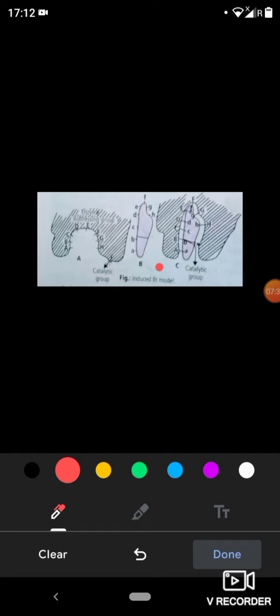Here you can see this is the buttressing group and this one is the catalytic group. The buttressing group is meant for supporting the substrate. The catalytic group is able to weaken the bonds of the reactants by electrophilic and nucleophilic forces, and the two groups are normally at a distance. You can see this is the buttressing group and this is the catalytic group, right?